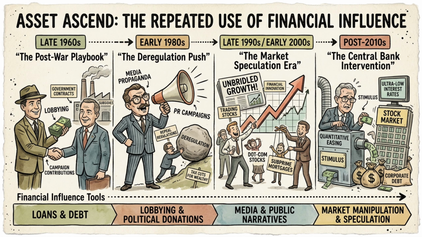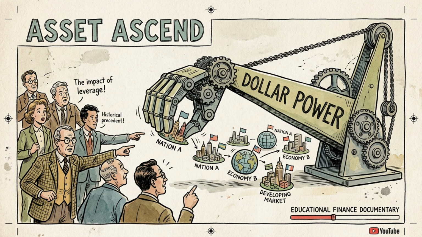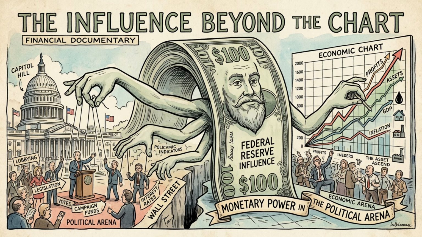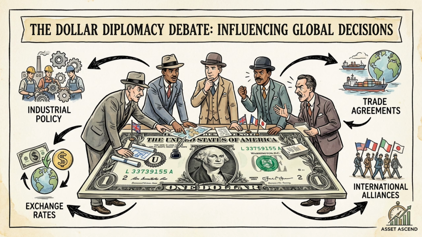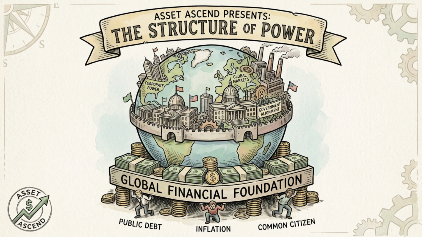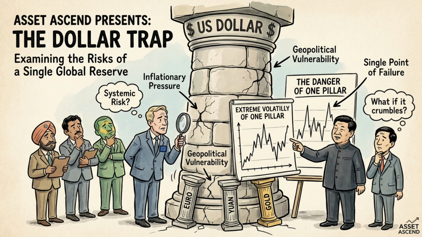The United States can impose financial sanctions, restrict access to dollar transactions, and pressure institutions that rely on the global banking system. This power has been used repeatedly over the years. Supporters argue it helps enforce international rules. Critics argue it gives America enormous leverage over other nations. Either way, one fact remains. The dollar's dominance extends far beyond economics. It influences politics, diplomacy, and global power itself. But every empire eventually faces challenges, and the dollar is no exception.